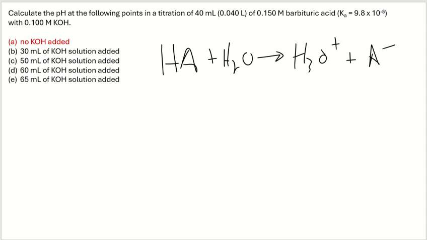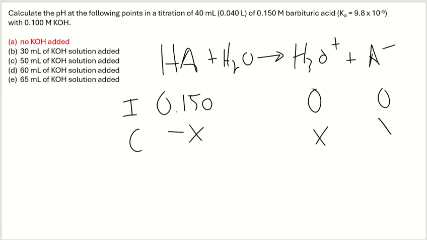So we're going to start with 0.150 molar HA, no acid, no conjugate base. That is our initial concentration. The change is going to be minus X, X, and X. Because we're starting with no products, the equilibrium is going to push us towards the products at this point. And then at equilibrium, we would have 0.150 minus X, X, and X.